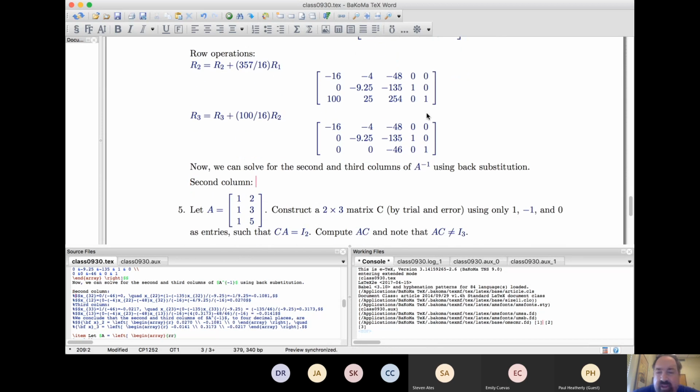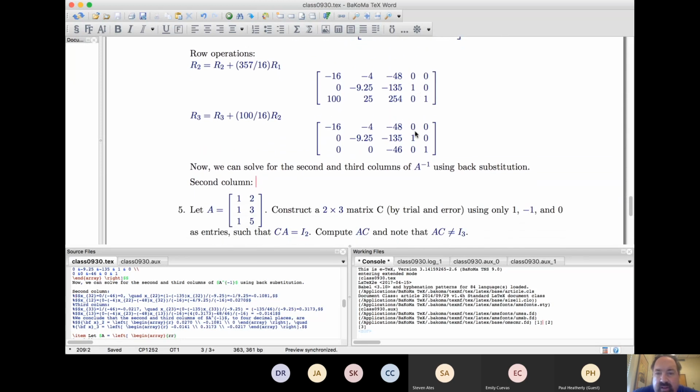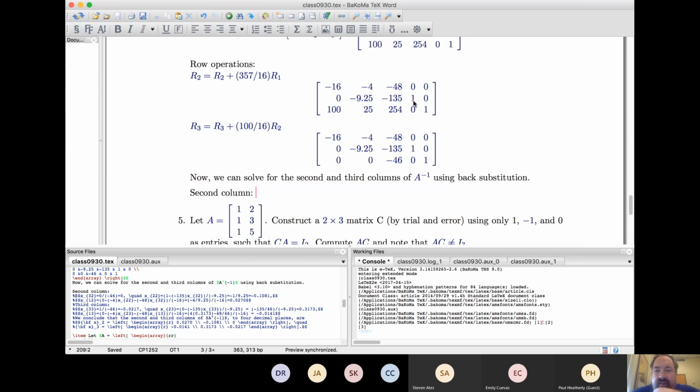Okay, so for the second column, here are my right-hand side values: 0, 1, 0. Now, what's interesting is these two columns, it seems strange that these were not affected by the row operations I performed. Can anyone tell me why, when I did these two row operations, of course I had a whole lot of change over here, why is it that nothing changed over here?